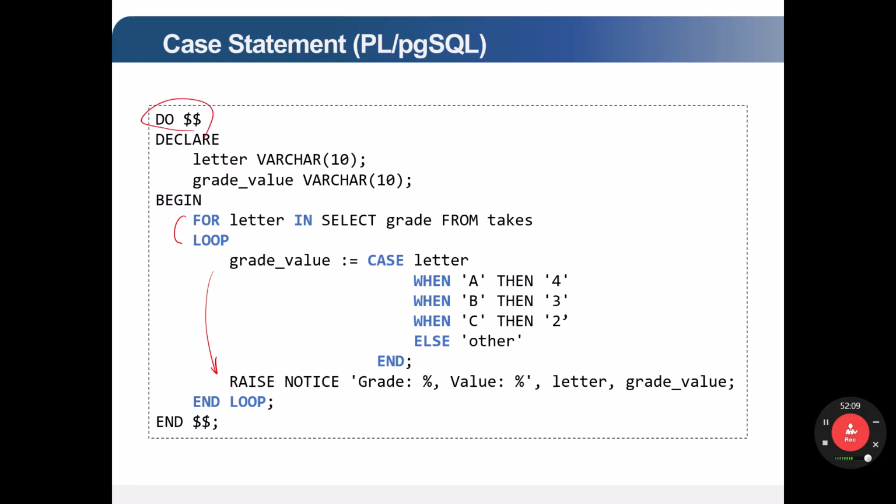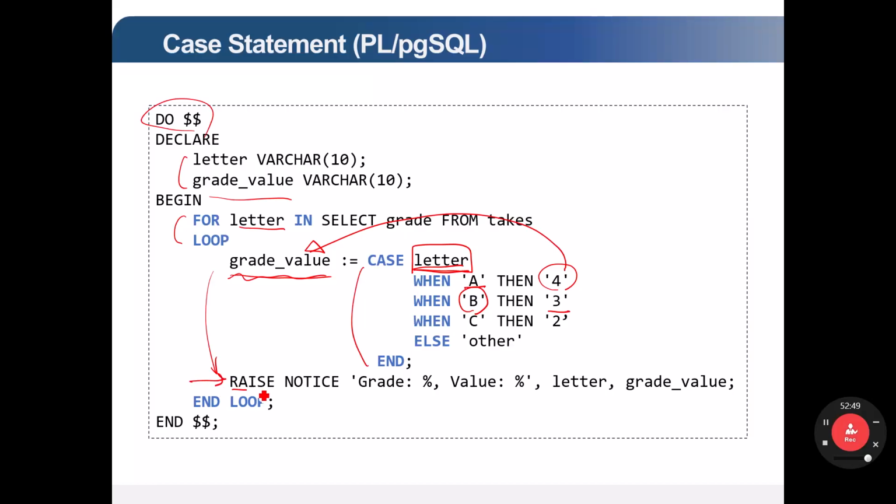And again, we have an anonymous procedure. Here we have two variables. We are checking the value of a letter, and if the letter matches A, we assign the number 4 to a variable named grade value. If this letter is B, we assign the number 3. If it is C, we assign the number 2, and so on.